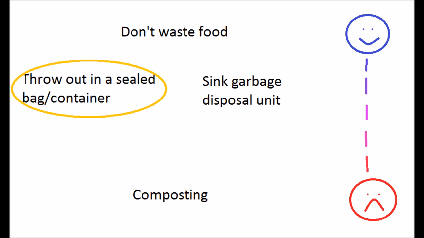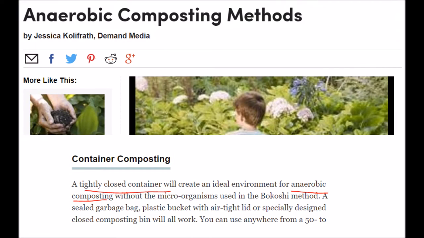Secondly, if you do have food waste, the best way to dispose of it might be to wrap it in an airtight plastic bag or other airtight container and throw it away. By wrapping the food, you prevent bugs from getting in, unless there are already bug eggs laid on the food. And by preventing air from getting in, the sealed bag or container will become anaerobic, as a result of which decomposition will be done mostly by bacteria or other non-animal life forms.